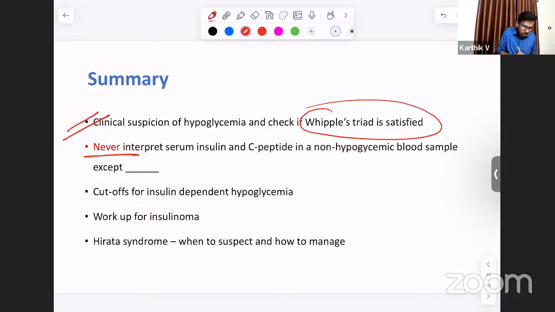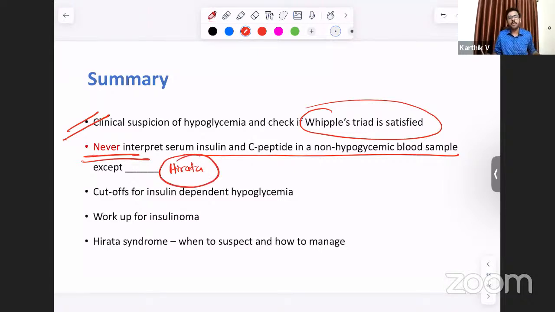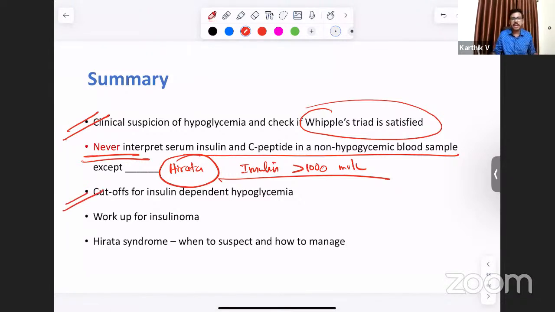And very, very important, never interpret serum insulin and C-peptide in a non-hypoglycemic blood sample, except sometimes in Hirata. In Hirata, even without hypoglycemia, the patient may have insulin levels more than 1,000. So that may give you a clue. Even in a patient with a history of hypoglycemia but currently not hypoglycemic, he may still have an insulin level more than 1000 in Hirata. So the cutoffs for insulin-dependent hypoglycemia, the insulin and C-peptide cutoffs, we have learned.